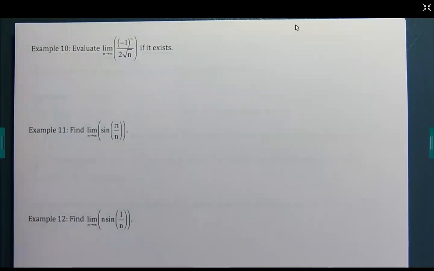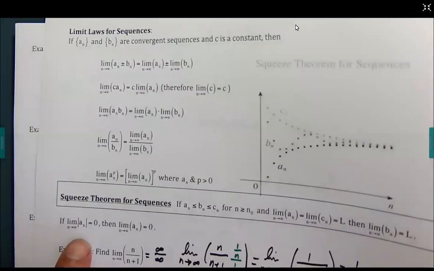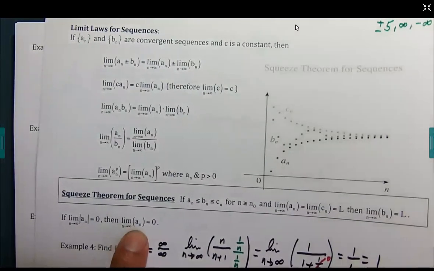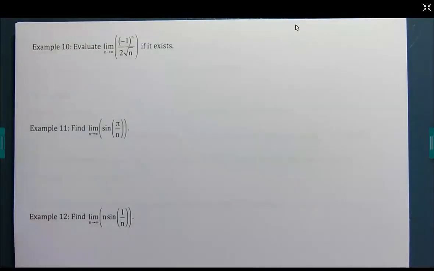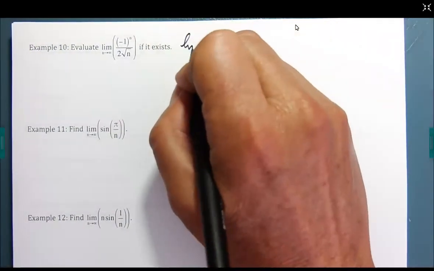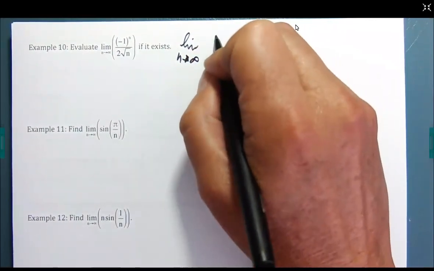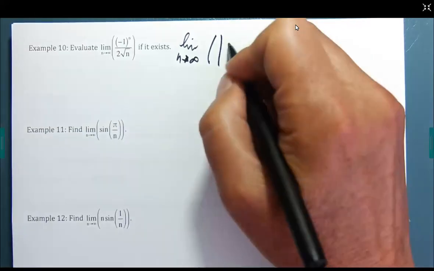Determine if this limit exists. Now, what we did, there was a theorem on the first page, second page, that says if this limit with absolute value goes to zero, then the original function limit also goes to zero. We're gonna apply that here. What I'm gonna do is take the limit as n goes to infinity of the absolute value.